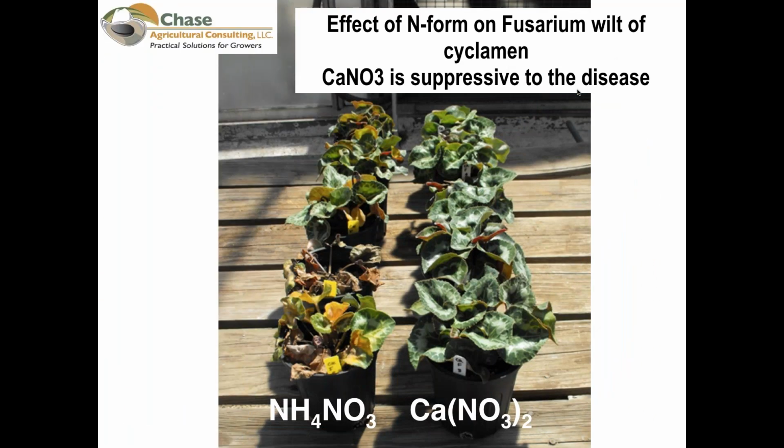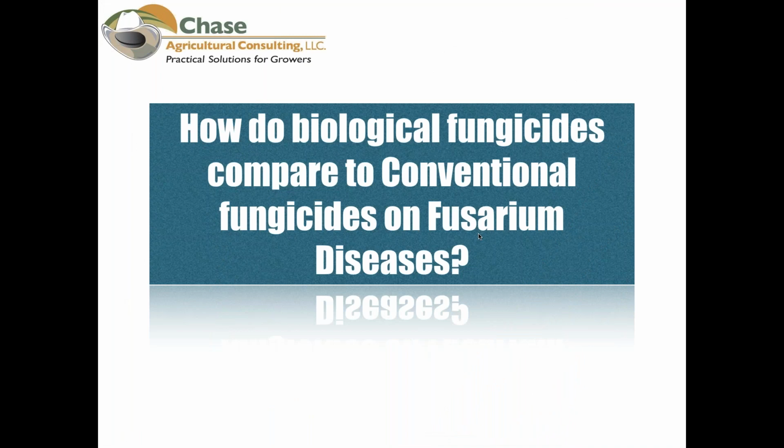And here's an example. How many of you would prefer to use ammoniacal versus calcium nitrate? I'm thinking that this is pretty bad. This is all dead. So it's important to see, not just have somebody tell you about it, but to see the benefit. These plants, by the way, were all inoculated with the Fusarium wilt organism from cyclamen. So that is the benefit. It's very important.